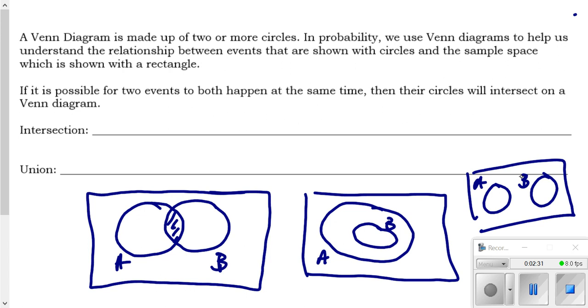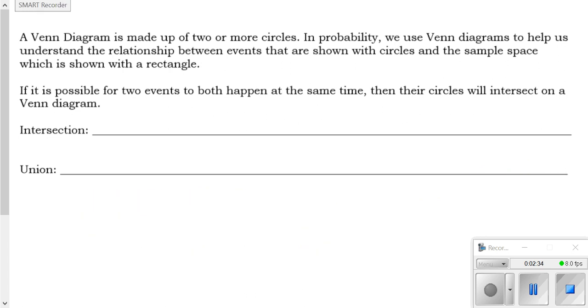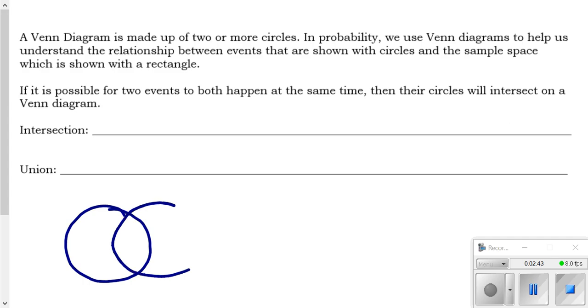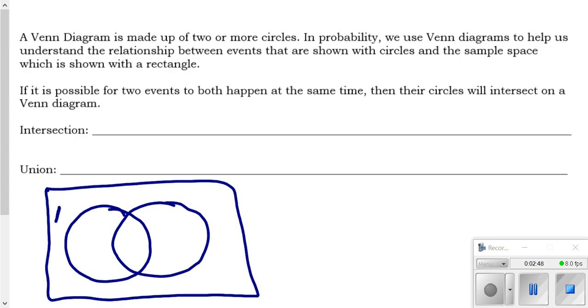And the sample space is what is depicted by that rectangle. So if it is possible for 2 events to both happen, then it would be like that first picture. Okay, so group A and group B. If they both can happen at the same time, if some outcome satisfies both event A and event B as descriptions, then there's an intersection. So intersection you can think of as being like the overlap.